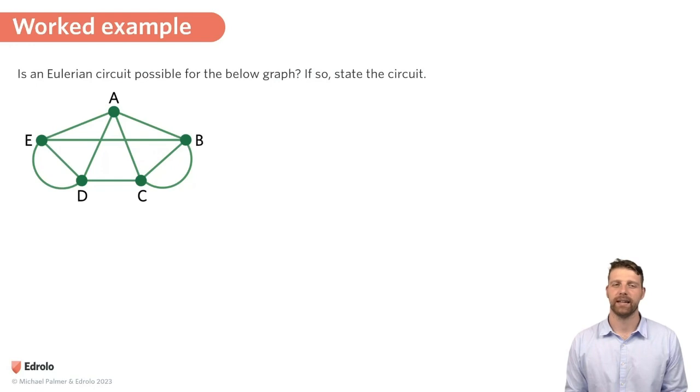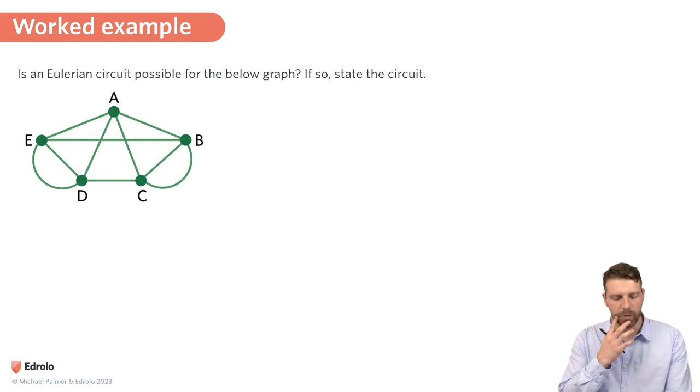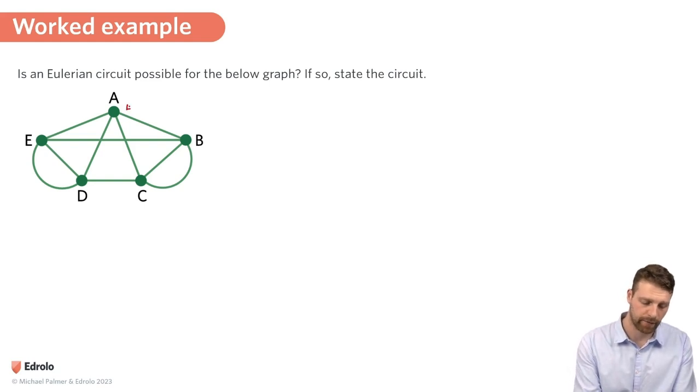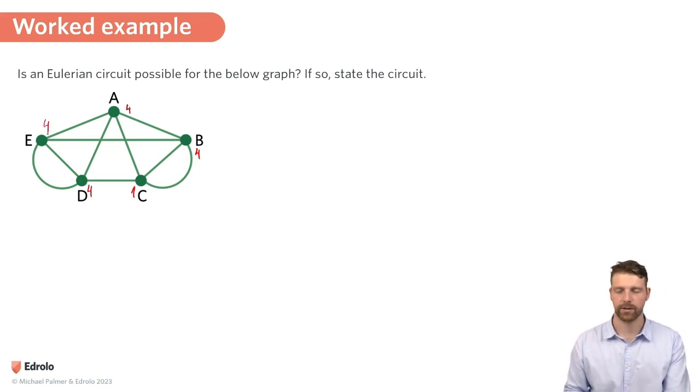Here's a worked example. Is an Eulerian circuit possible for the graph below? If so, state the circuit. I've got some graph there. Looks like a pentagon with some other edges stuck on the edges there. So let's see. Well, is it possible? We can do our degree check. So I'm just going to check all the degrees there. So I think A's got 4. 4 for B, 4 for C, 4 for D, and 1, 2, 3, 4 for E. Yep, so they're all even, so it should be possible.